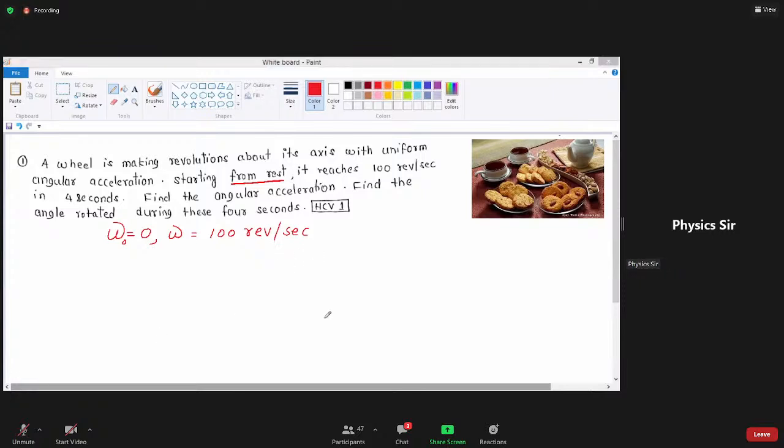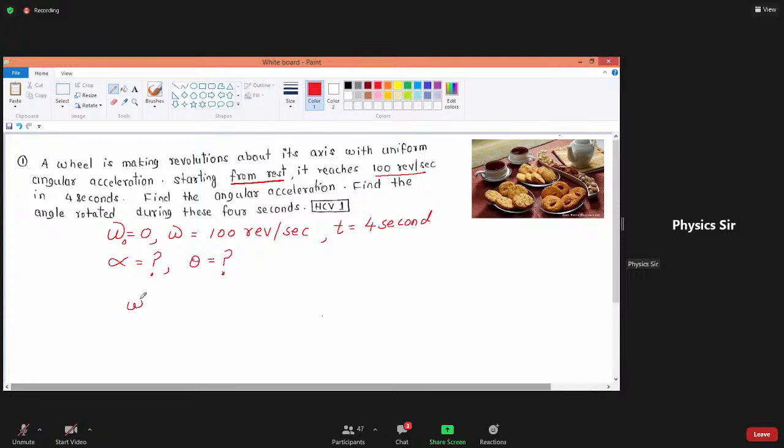100 revolutions per second. So this omega it is 100 revolutions per second, and they have given in a 4 second. So the time is a 4 second. The value of t it is a 4 second. Find the angular acceleration. I have to calculate the value of alpha. Find the angle rotated during these 4 seconds.